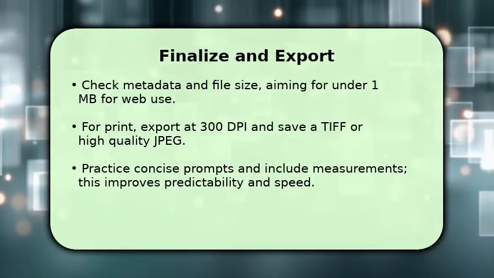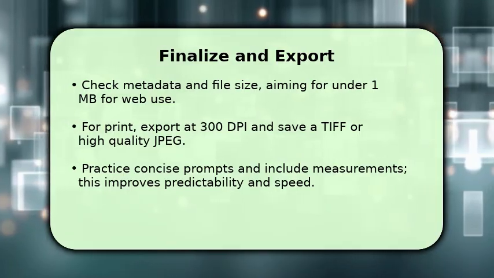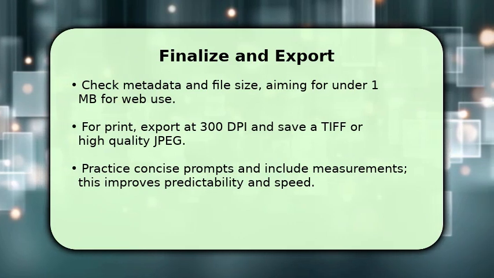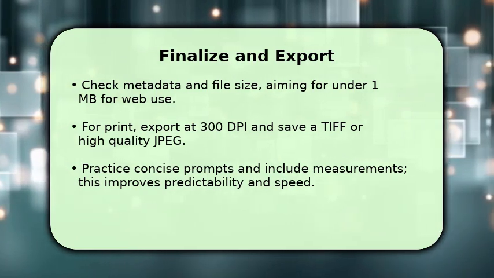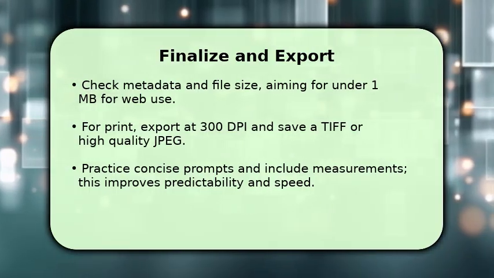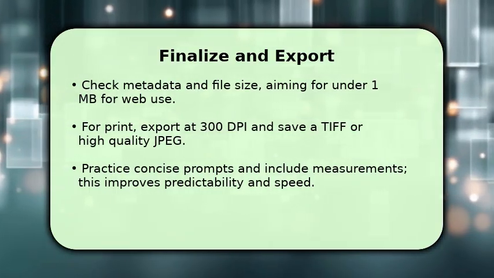Ask ChatGPT to generate an edit log listing every change and numeric values. Use version names like Edit v1, Edit v2 to track iterations clearly and consistently. For print, export at 300 dpi and save a TIFF or high-quality JPEG.